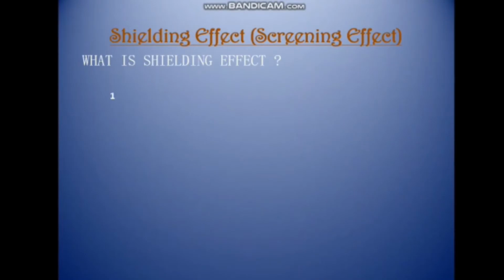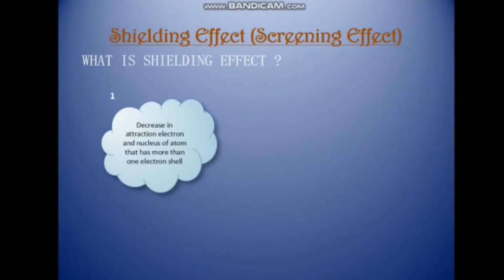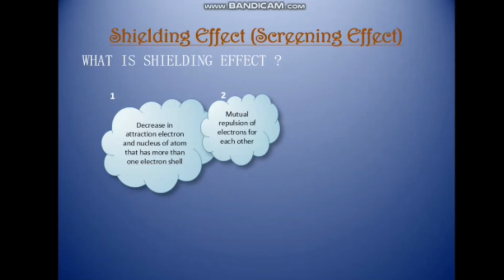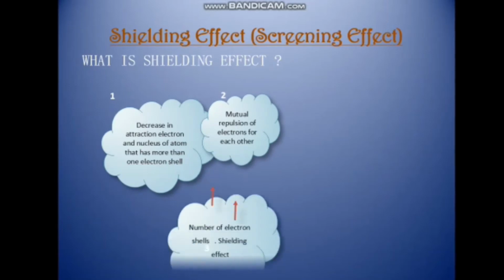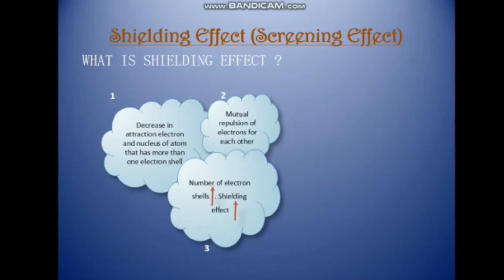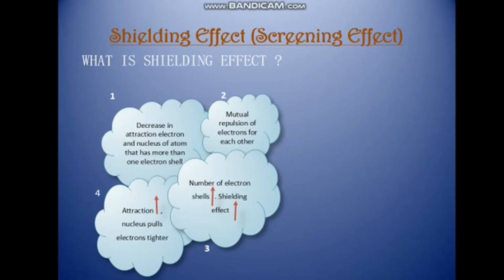Now, let's go through shielding effect. What is shielding effect? Shielding effect describes the decrease in attraction between an electron and nucleus in any atom that has more than one electron shell. It's caused by mutual repulsion of electrons for each other. When the number of electron shells increases, the shielding effect experienced by the valence electrons will be greater.